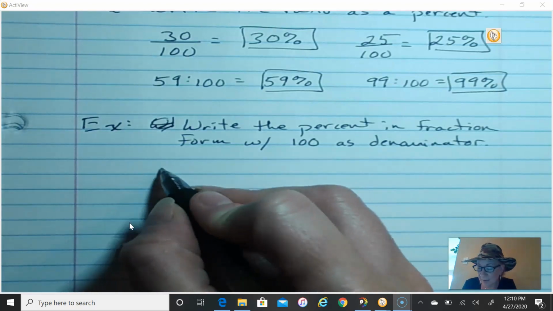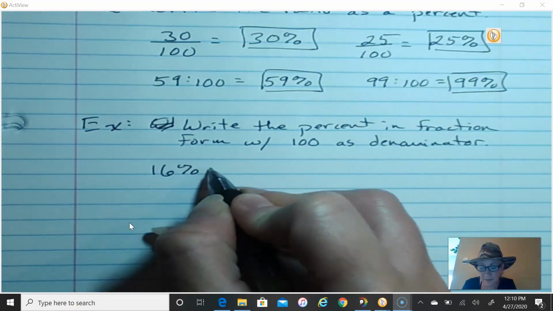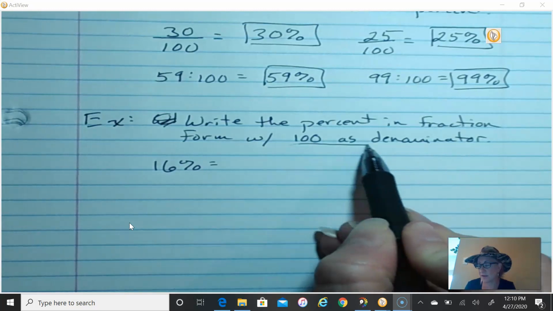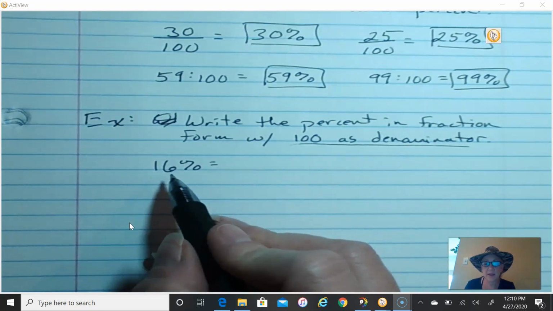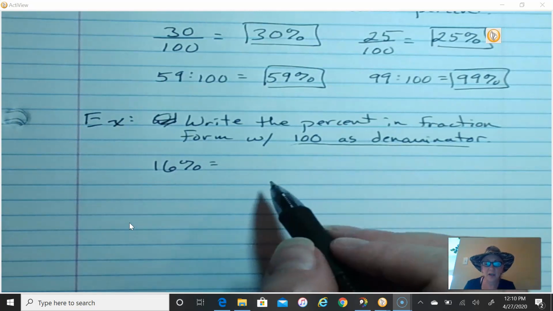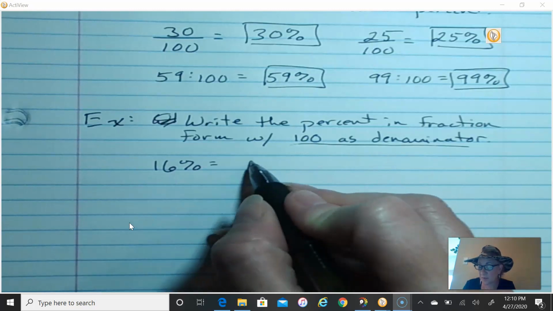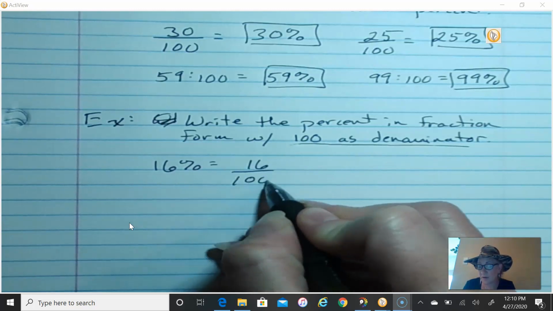So let's say it's 16%. You know how you would write that as a fraction? And it doesn't say to reduce in this section. They just want the 100 as a denominator. And it doesn't matter. Even if they didn't tell you that, you always write a percent over 100. So 16% is 16 over 100.